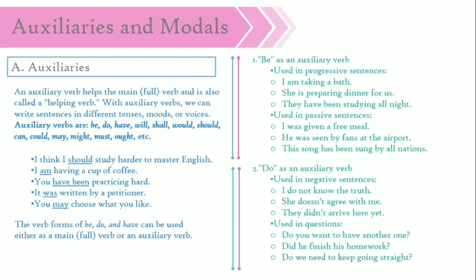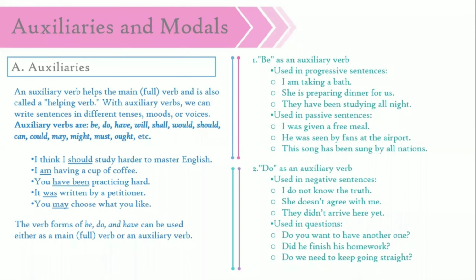For example, I think I should study harder to master English. And I'm having a cup of coffee. You have been practicing hard, and it was written by a petitioner, and you might choose what you like. The verb forms of be, do, and have can be used either as a main verb or an auxiliary verb.